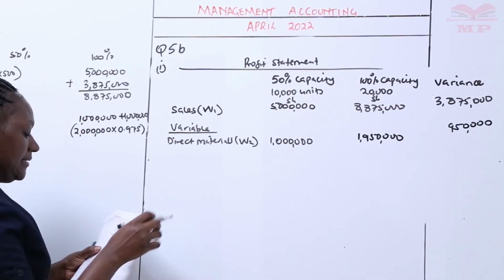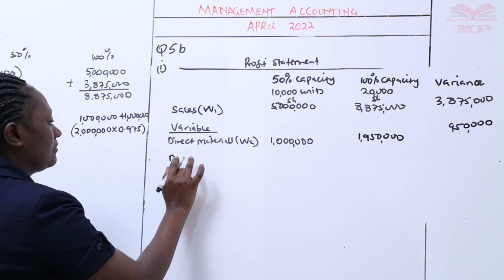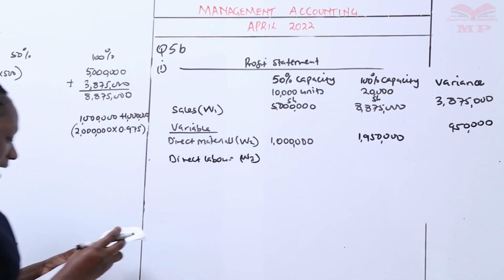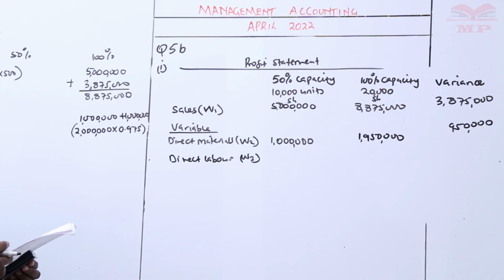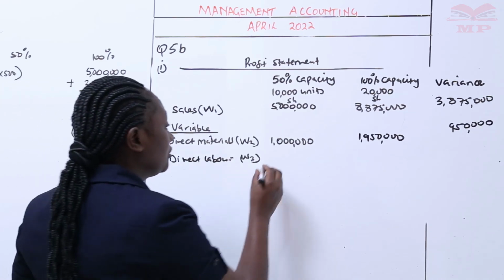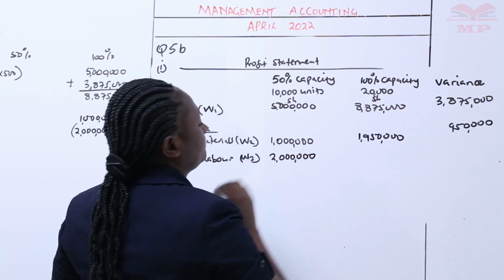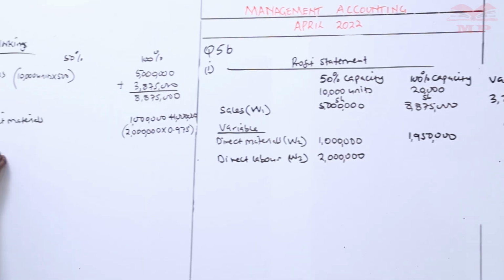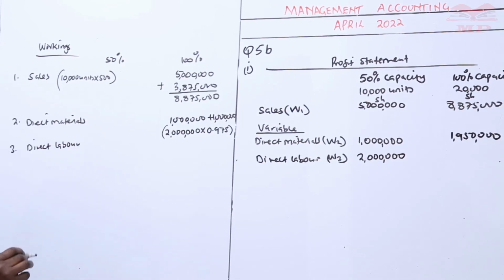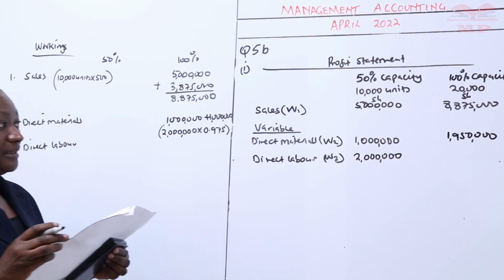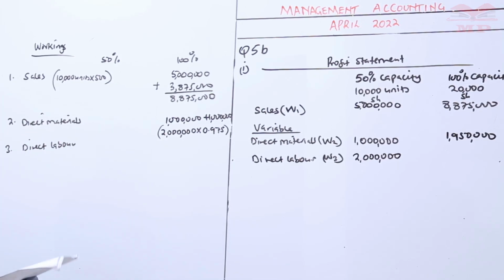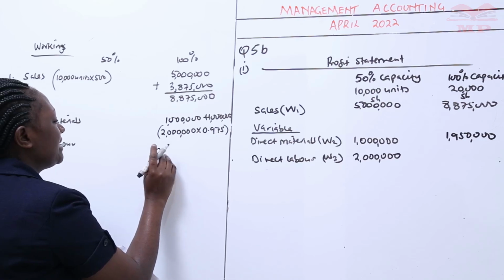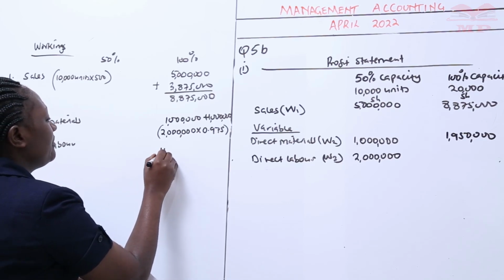We move on to direct labor, that is working number 3. At 50%, we will already be given the direct labor represented by wages of 2 million. So we already have 2 million. But we need to calculate at 100% capacity, so we have double that. If 2 million is representing 10,000, then 2 million times 2 will represent the 100% capacity, which will be 4 million.